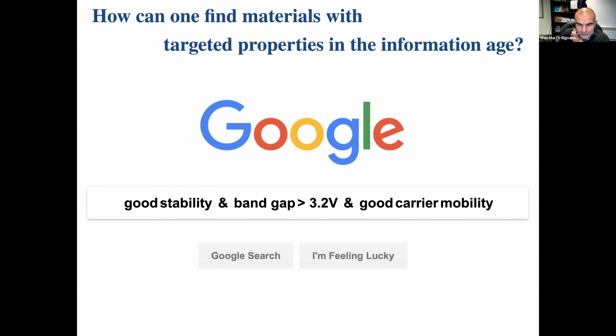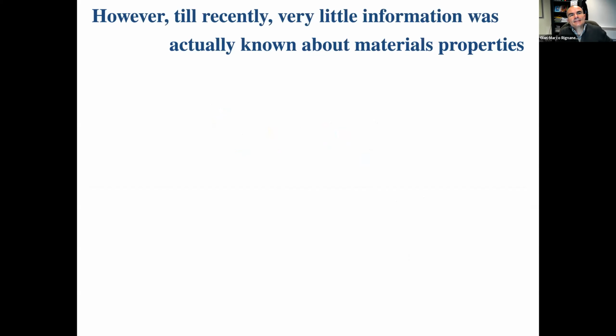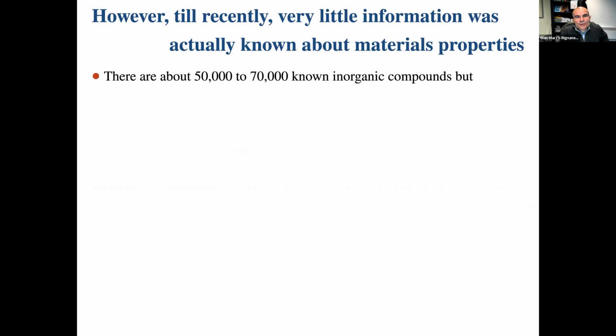Carrier mobility, and a good carrier mobility, still Google will not be able to answer. And one of the reasons for that is that we have limited information, I would say, about the materials' properties. So if we look in an encyclopedia about inorganic compounds, there are 50,000 to 70,000 of those.